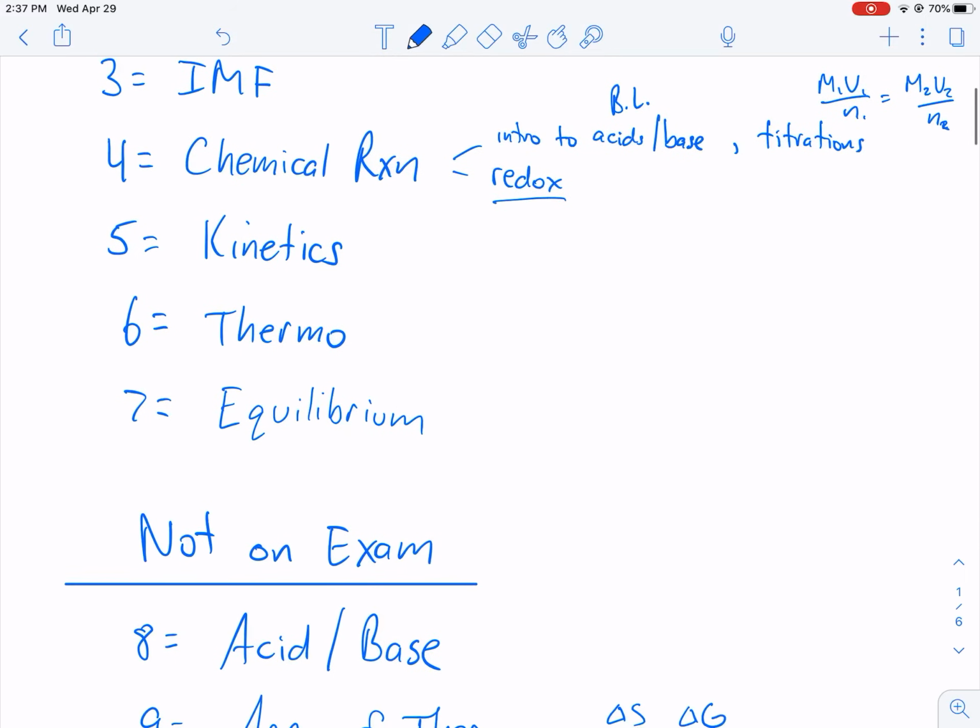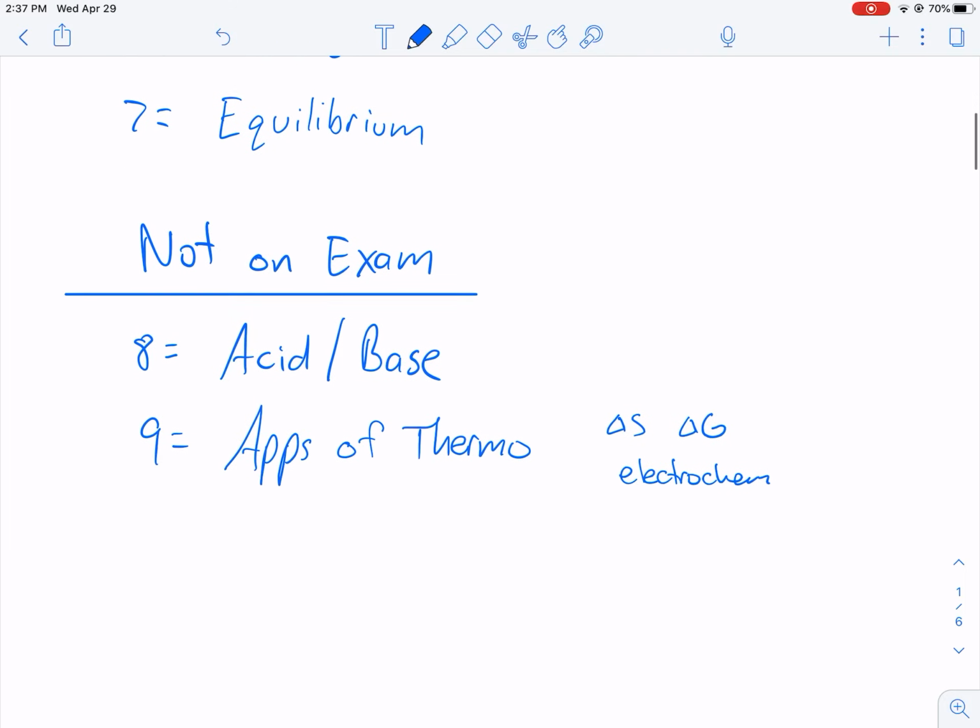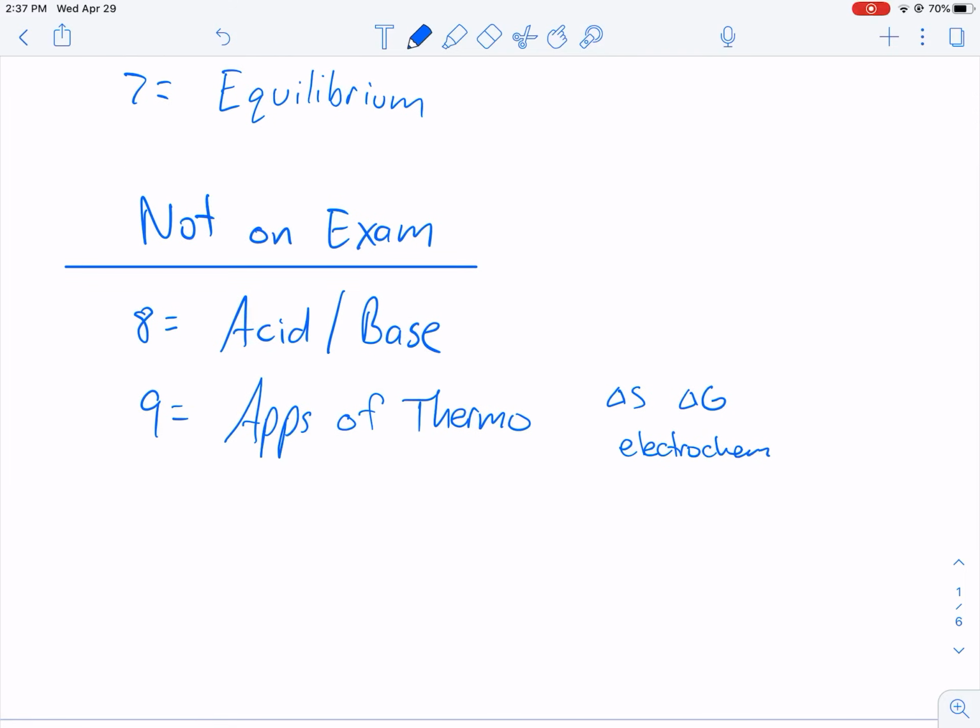I'd be able to balance them. I'd be able to see what's being oxidized, what's being reduced, track electrons. But as far as voltaic cells and electrolytic cells and electrolysis, being able to calculate how much is plating out of something using the Coulomb's, the Faraday's constant, all these different things, none of that's going to be on there.